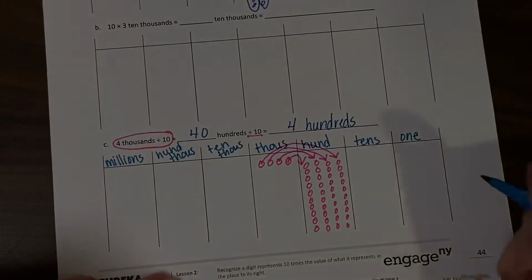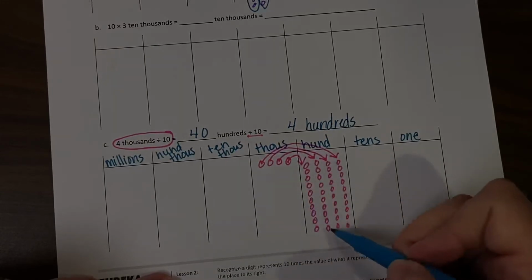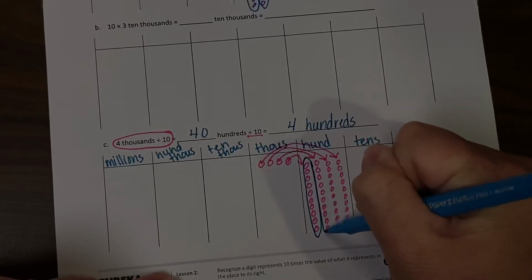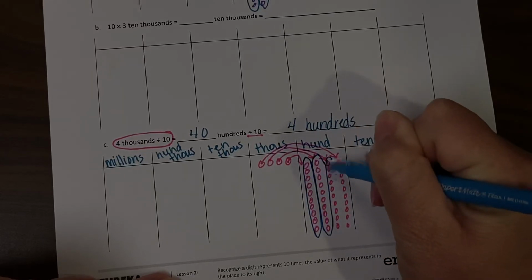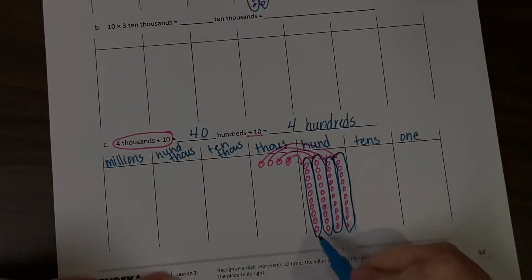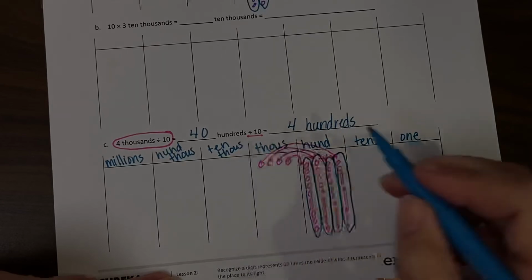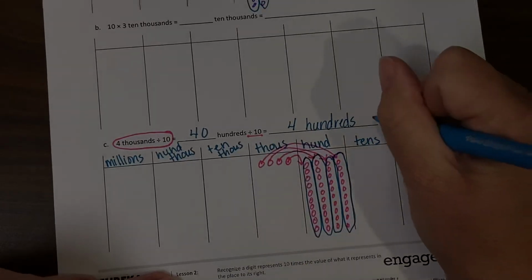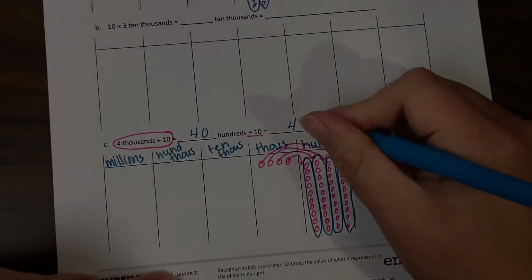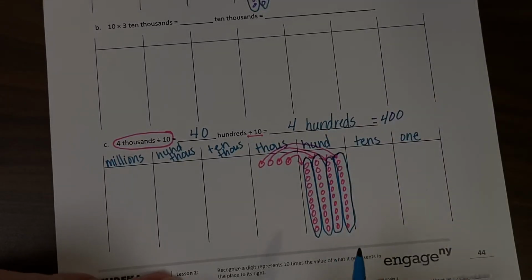Most kiddos get lost, because if I put these in groups of 10, I have this group of 10, this group of 10, this group of 10, and this group of 10. So how many groups do I have? 1, 2, 3, 4. I have 4 groups of 10. So it's also written in standard form like 400, but 400 is still the same as 400.